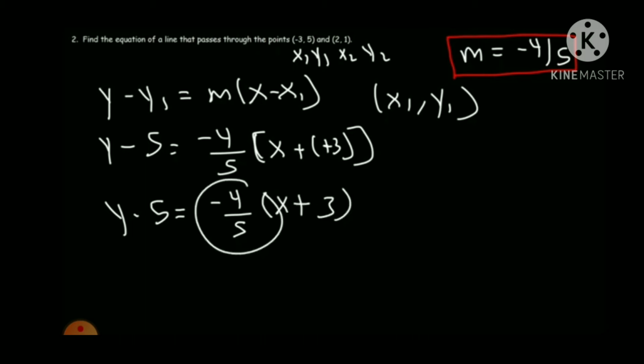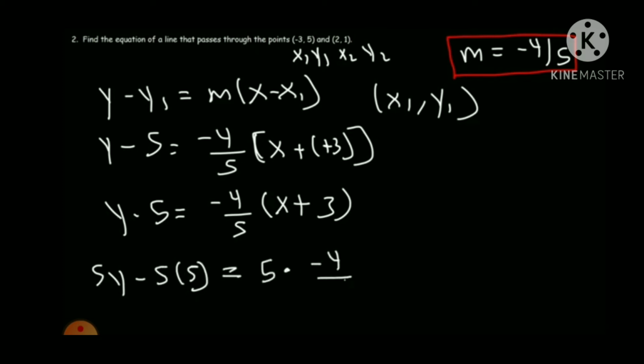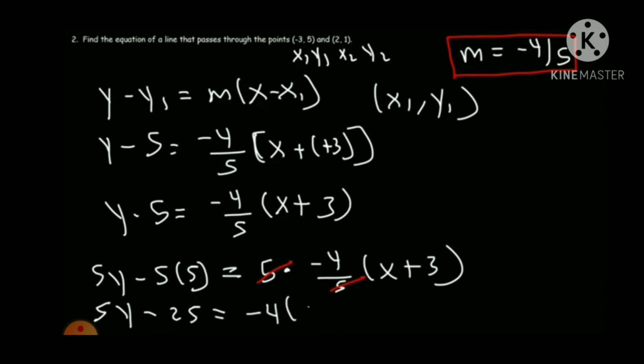Now notice that we have a fraction. Before we distribute negative 4 over 5, it's going to be easier if we just multiply everything by 5, just to get rid of the fraction. So I'm going to have 5y minus 5 times 5 equals 5 times negative 4 over 5 times x plus 3. So these 5's will cancel. So I'm going to get 5y minus 25 is equal to, and right now I have negative 4 times x plus 3.